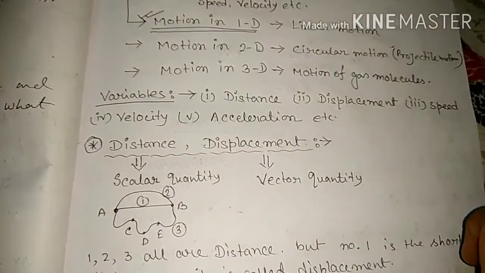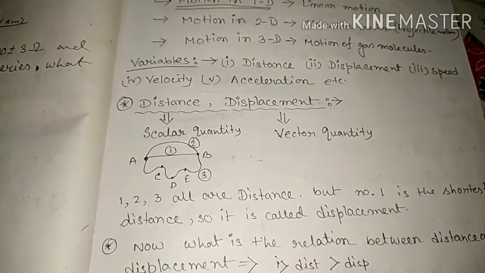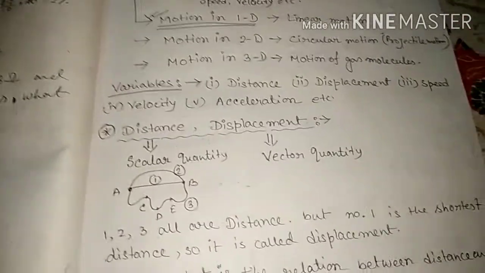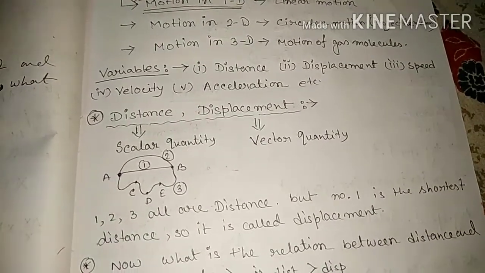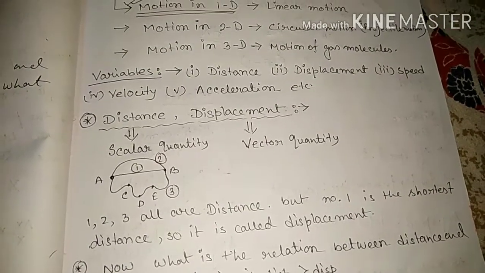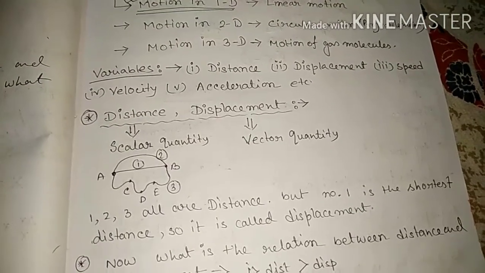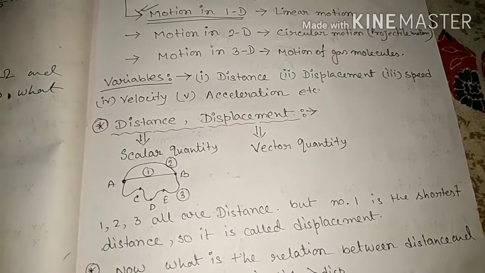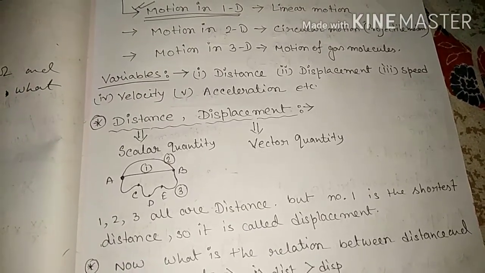Let's start with the first two variables, distance and displacement, because after that, using the concept of distance and displacement, we define the next variables. Distance is a scalar quantity because it has only magnitude, no direction. So what is distance? The total path traveled by an object is called distance. And displacement is the shortest distance between two points, initial position and final position. So displacement has a particular direction, initial to final, and it has a magnitude. So it is a vector quantity.